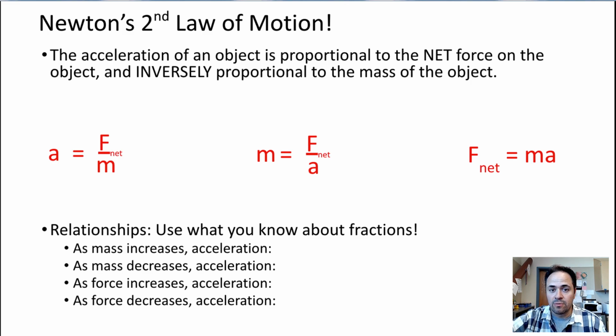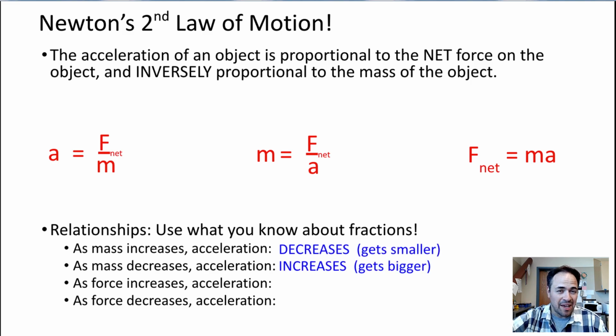Now, we can use what we know about fractions to see the relationships between these variables. And like I said before, the force applied is directly proportional to the acceleration, and the mass of the object is inversely proportional. So that means that as mass increases, acceleration is going to decrease. If mass decreases, acceleration increases. And it makes sense, right? The more massive something is, the harder it is going to be to accelerate. We know that from Newton's first law. Now, if force increases, so does acceleration, and if force decreases, acceleration decreases as well.